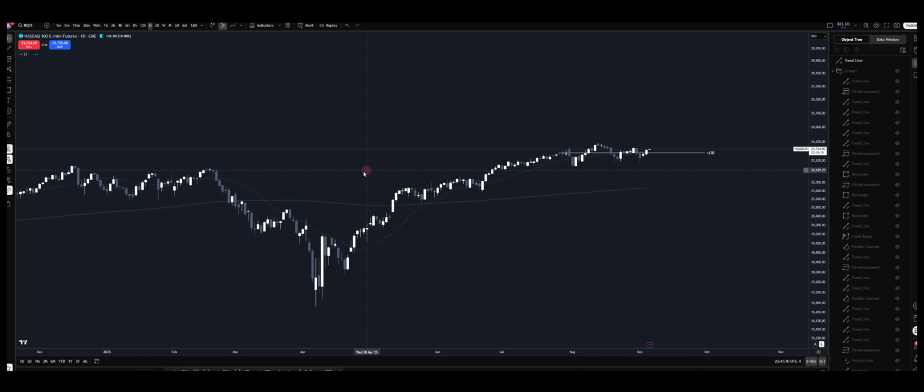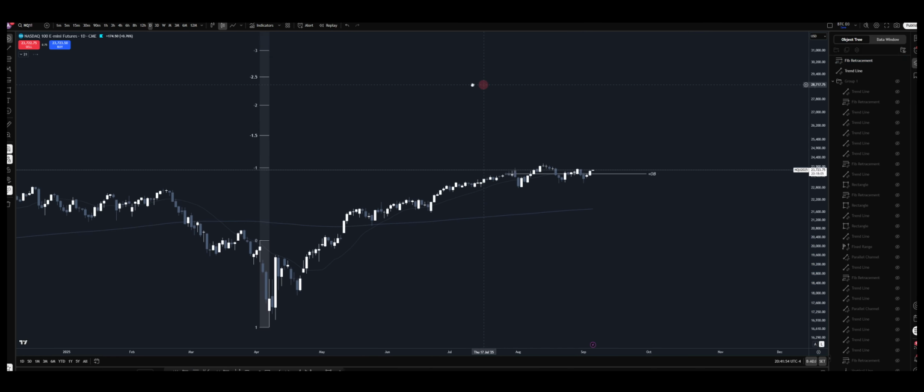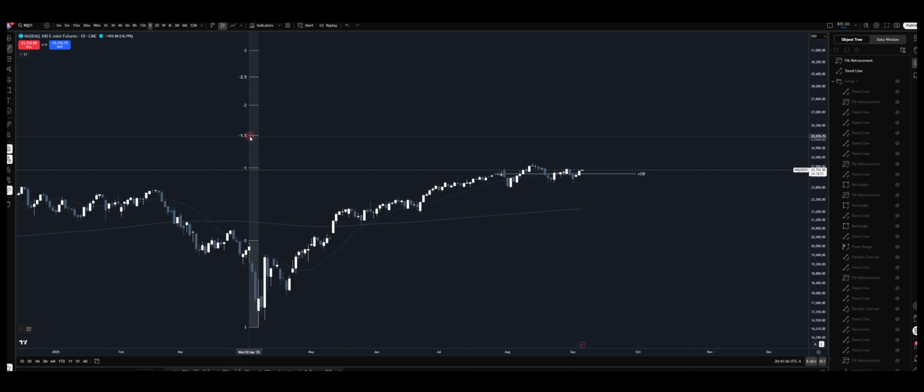So on our daily, we'll go back to this pivot point here. And we can run our standard deviation now from the high down to the low. So the high that made the low. Change this to SD. And we'll mark out these levels. 1.5 being our main one now to watch.